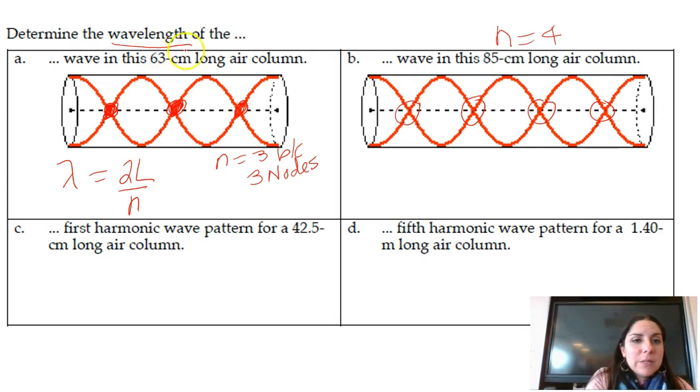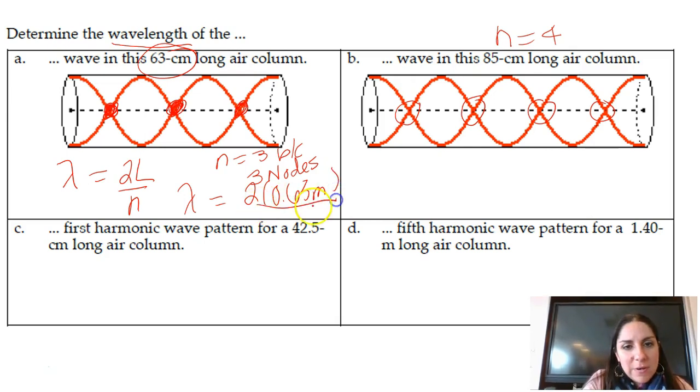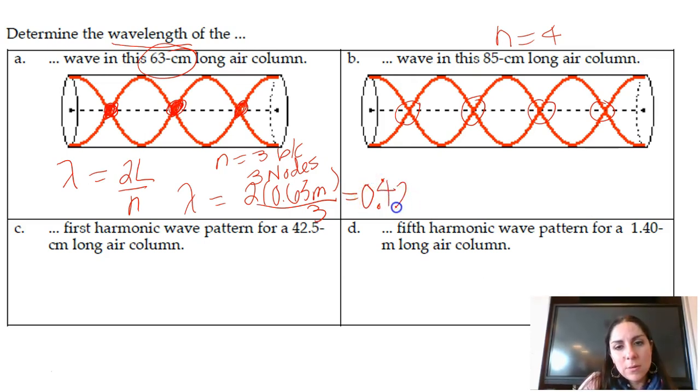After we get the harmonic number, we need the length. Like I said, that's in centimeters, so we need to convert to meters. So the wavelength will be 2 times 0.63 meters divided by 3. Sorry about the messiness here. My calculator's right here: 2 times 0.63 divided by 3 gives us 0.42 meters for problem A. So what does this represent? It represents the fact that the wave that's trapped in here is 0.42 meters long.